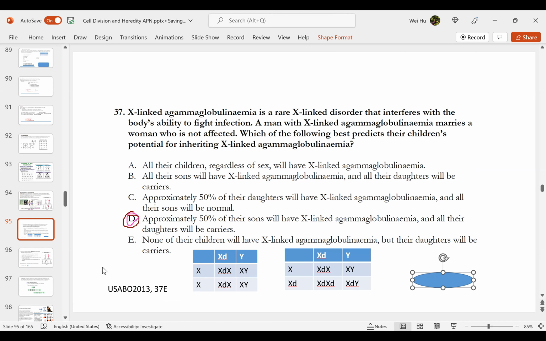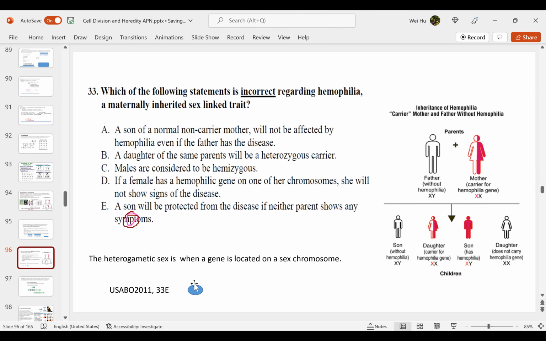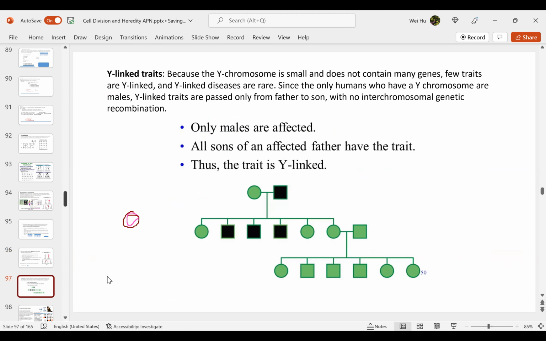Okay, so now let's talk about another one. I leave this one for you to do by yourself. So let's talk about Y-linked traits. Number one, Y-linked traits are very rare. And number two, Y-linked traits are always dominant because the boy only has one Y. The girl doesn't have Y, so the X cannot cover Y.